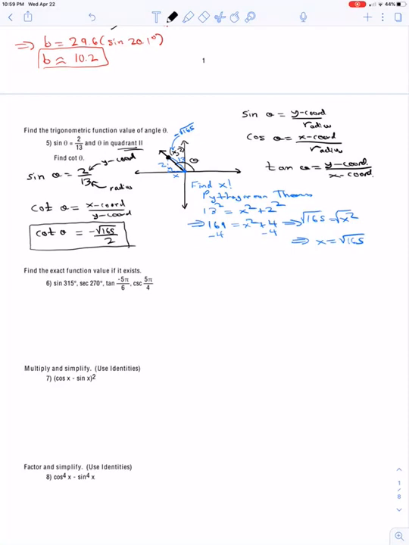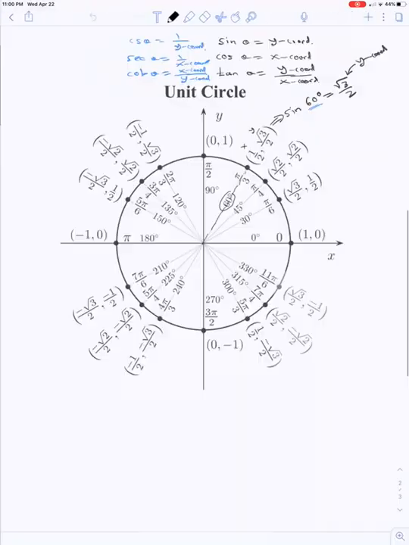All right, let's look at number 6. It says find the exact function value if it exists. Well, exact values, we're dealing with special angles again. All right, sine of 315. Well, 315 degrees is one of our special angles. So again, this might be a good point to go back to our unit circle.